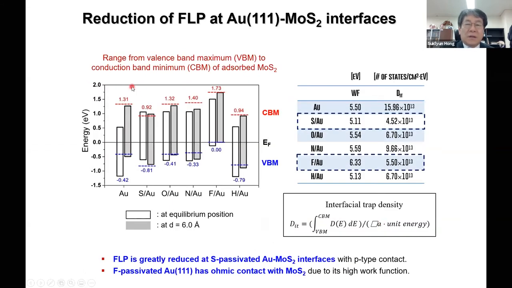To see the degree of Fermi level pinning, we obtained the range from the valence band maxima to conduction band minima of the system. And here you can see the empty bar shows the range at the equilibrium position, and the gray bar shows the range at 6 angstrom apart from the surface. Here, to understand the formation of gap states, we calculated interfacial trap densities. This trap density is decreased for the case of using atomic passivated gold surfaces. As a result, we found the Fermi level pinning is greatly reduced in the sulfur passivated case, and also the fluorine passivated gold surface showed ohmic contact with moly disulfide, as I mentioned.